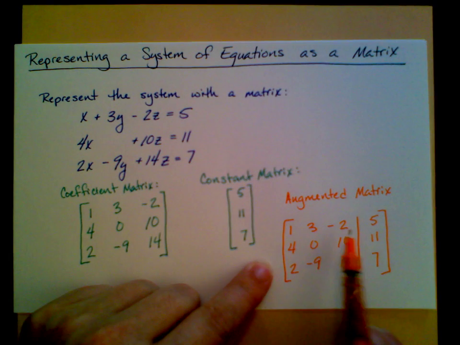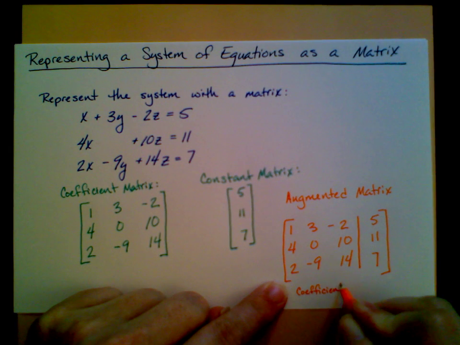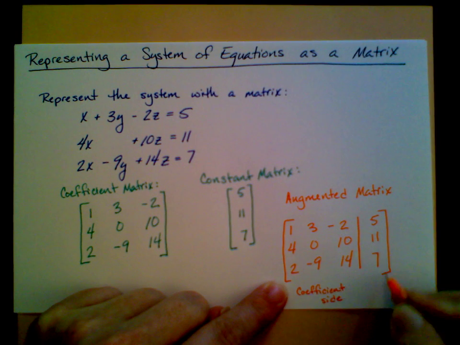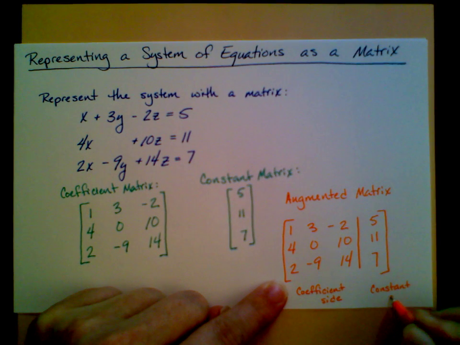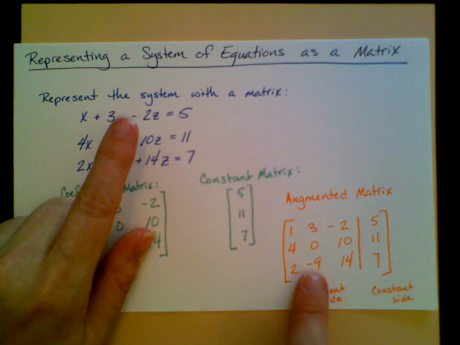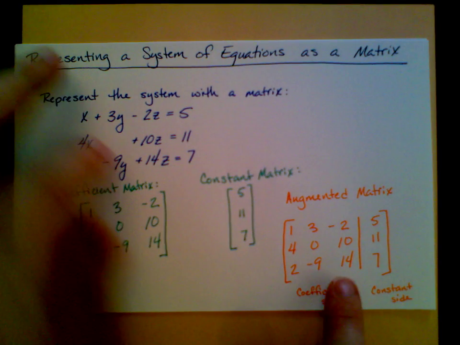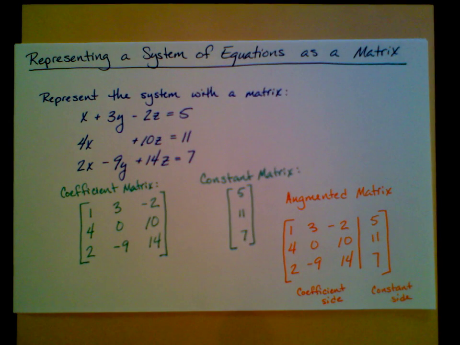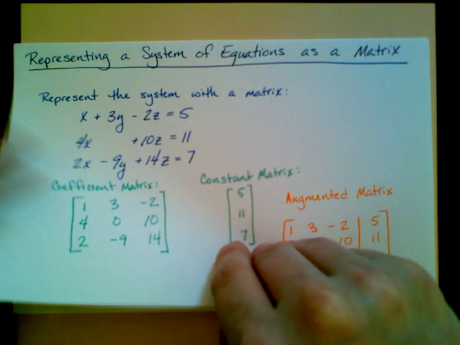We'll refer to this side as the coefficient side. And we'll refer to the right side as the constant side, because that's where those came from. You need to be able to go back and forth smoothly between a system of equations and the matrix that represents that system. Let's talk about one special kind of system, or matrix that represents a system.